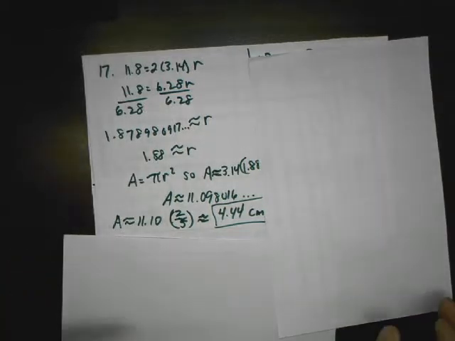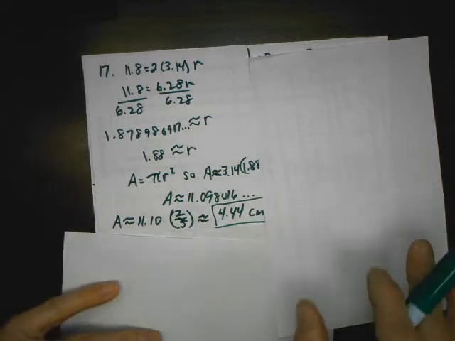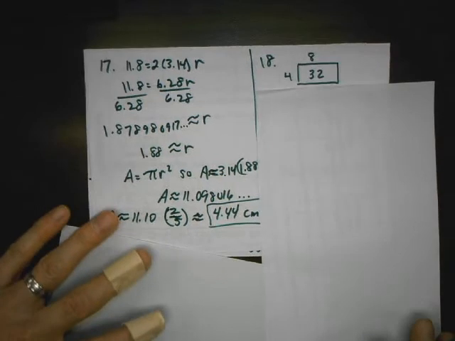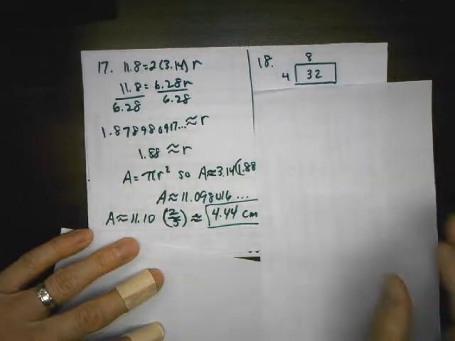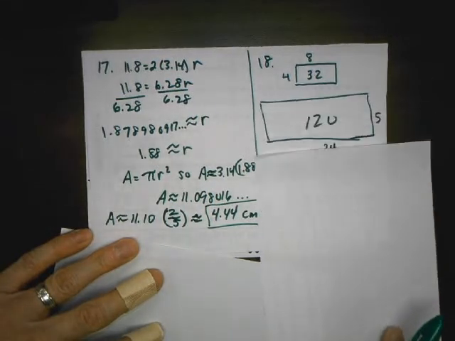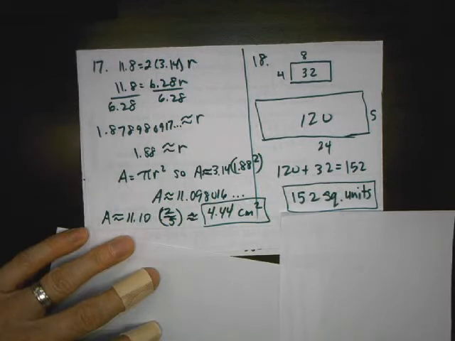Number 18, we have a composite area. We got a couple shapes put together. We got to find the area. The rectangle on top is 8 by 4, so 8 times 4 is 32. Because how do you find area of a rectangle? You just go base times height. And then the big rectangle on the bottom, you should do 24 times 5. Then all we do is add those two. You should get 152 square units.